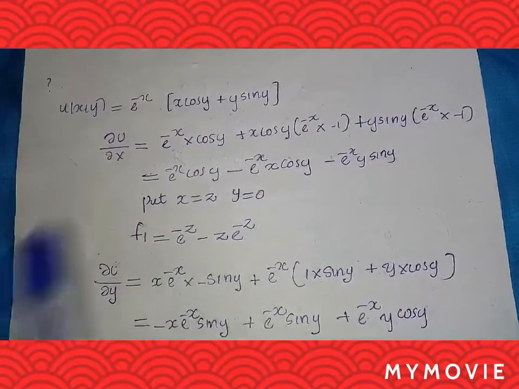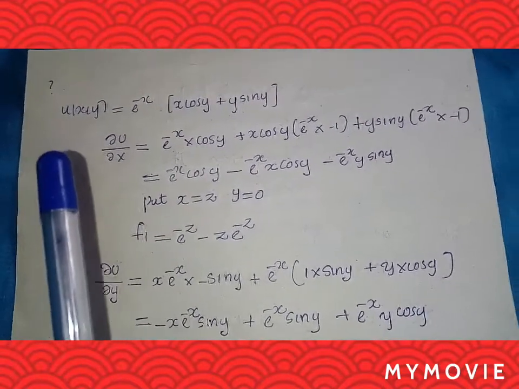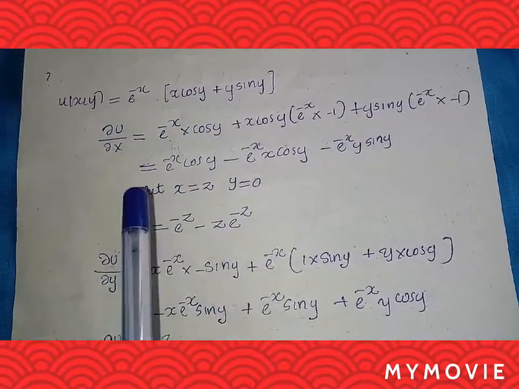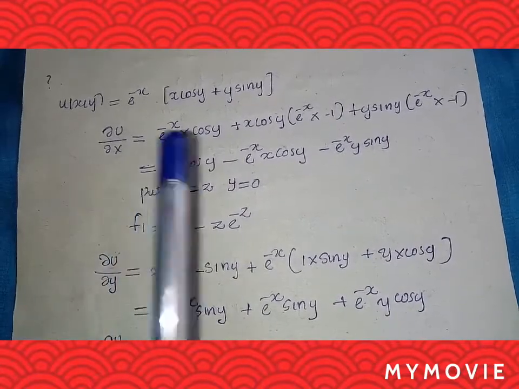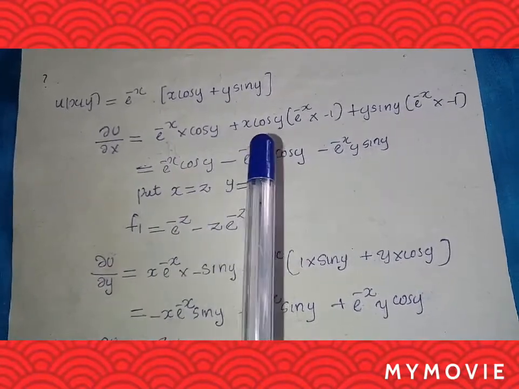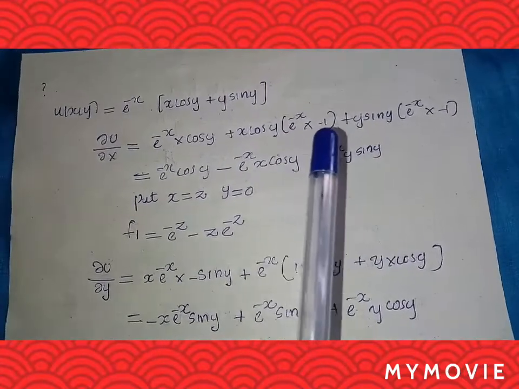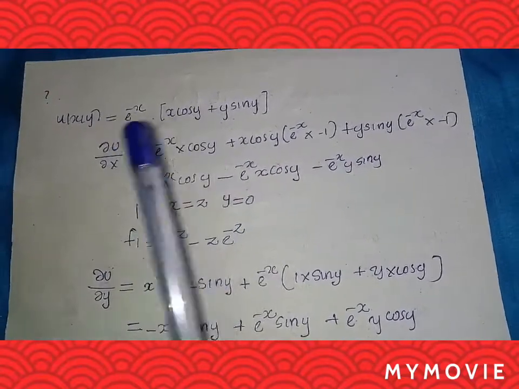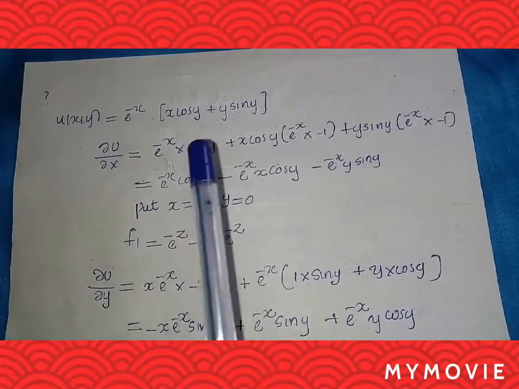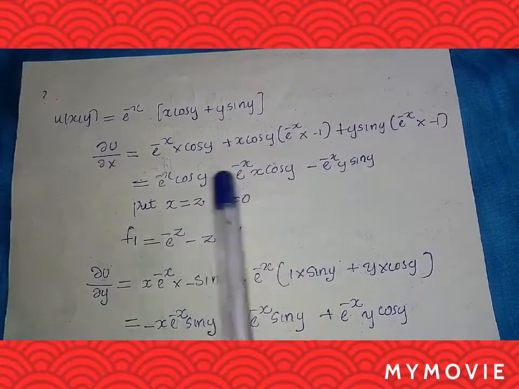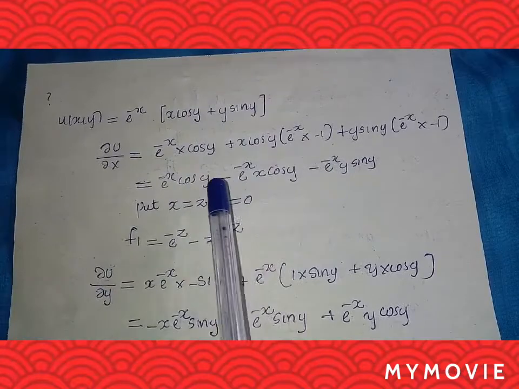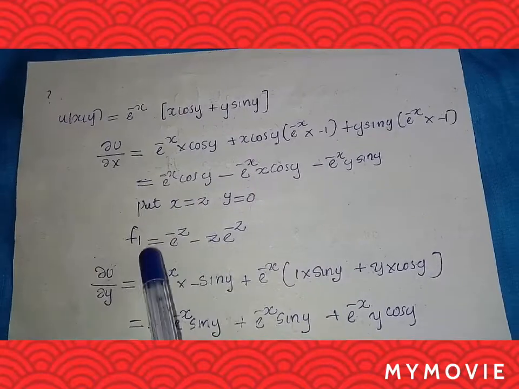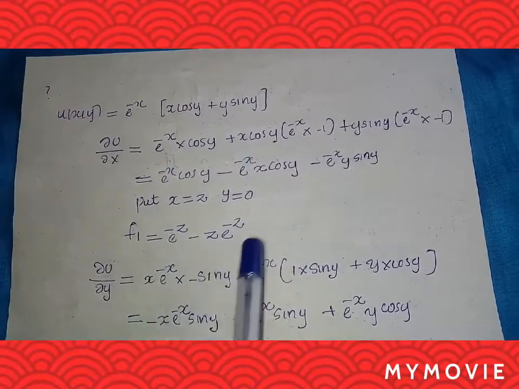Okay. Consider this question. The real function u of x comma y is equal to e raised to minus x into x cos y plus y sin y. First step, dou u by dou x is e raised to minus x cos y plus x cos y e raised to minus x into minus 1 plus y sin y into e raised to minus x into minus 1. We have a product of two x functions here, so we should follow the differentiation of products. Put x equal to z, y equal to 0. We get f1 equal to e raised to minus z minus z e raised to minus z.